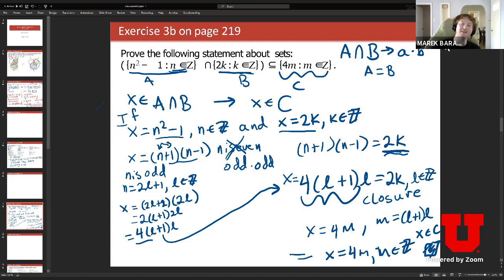Yeah, because we know by the definition of intersection that x equals n squared minus 1 and x equals 2k, right? Yeah. And so since x equals both of these things, that's why we can set them equal, right? That's the definition. Good question.